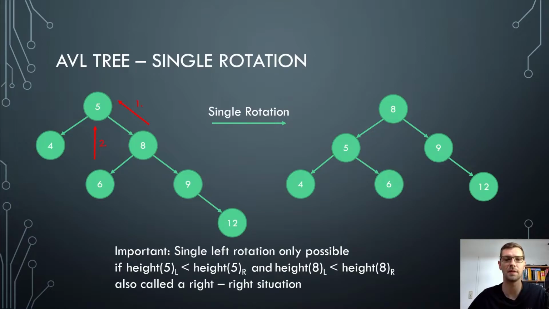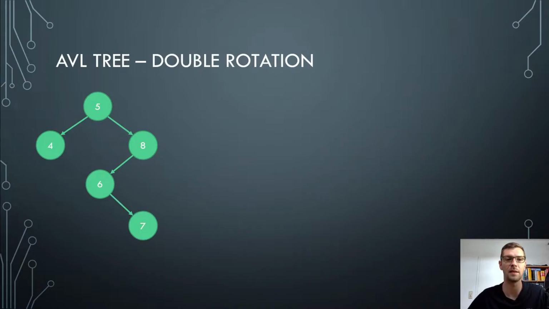Alright, let's have a look what happens if this condition is not there. Then we might have such a tree here. As you can see, we have again the height of 2 for the left subtree of the 5 and the height of 4 for the right subtree. But now if we look at the 8, the left subtree of the 8 is actually bigger than the right subtree of the 8. And that is a little problem, and there we need a different approach.